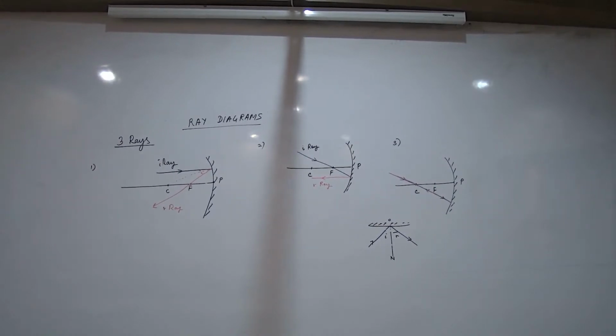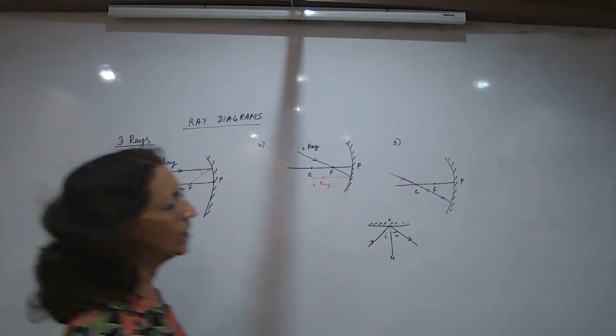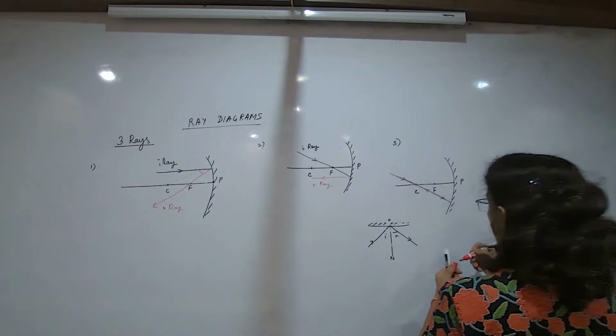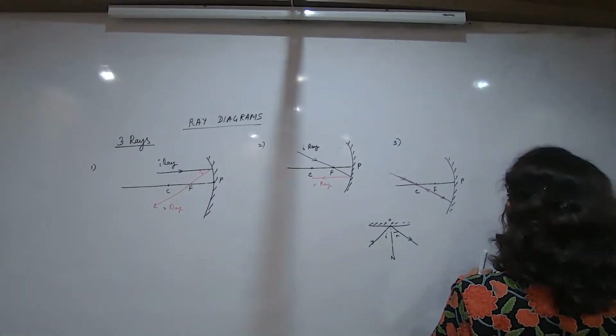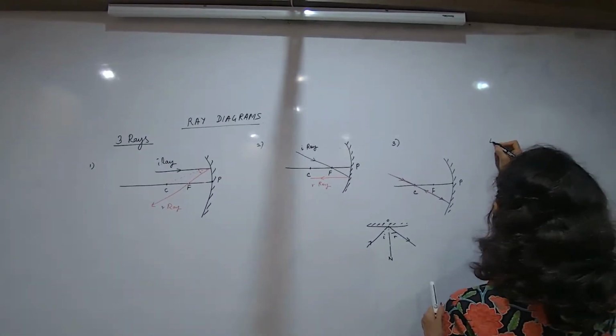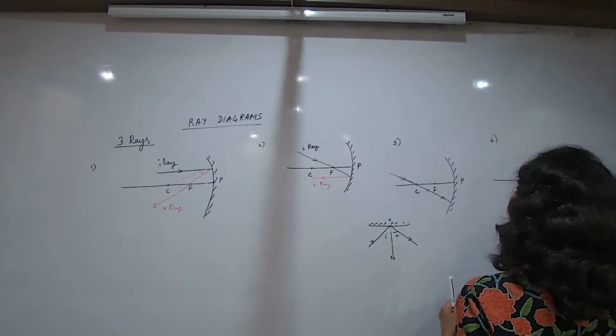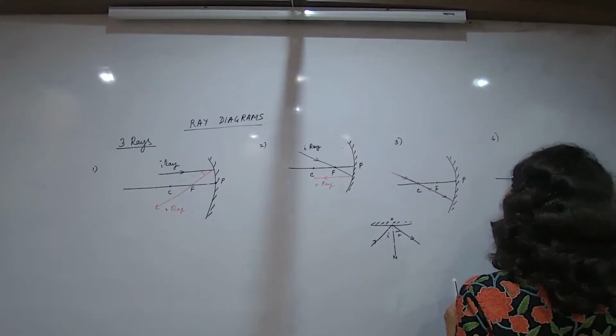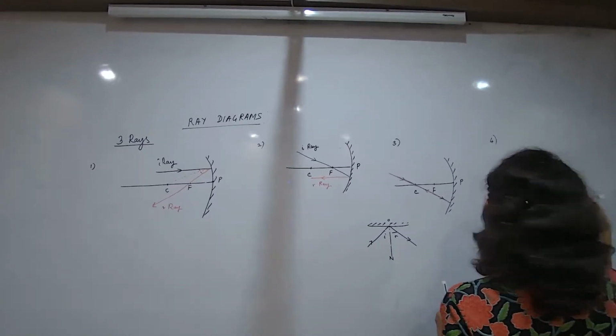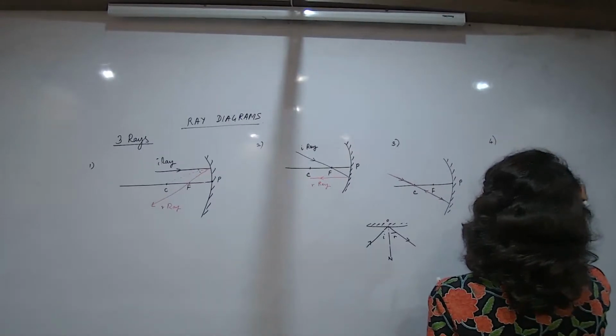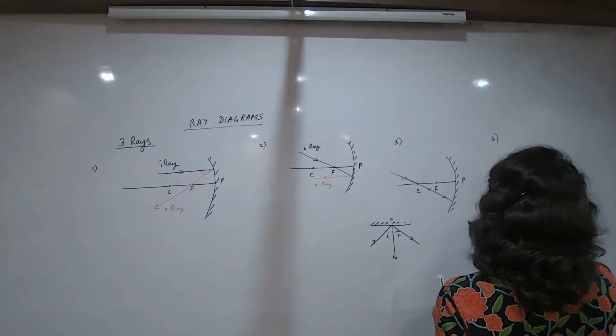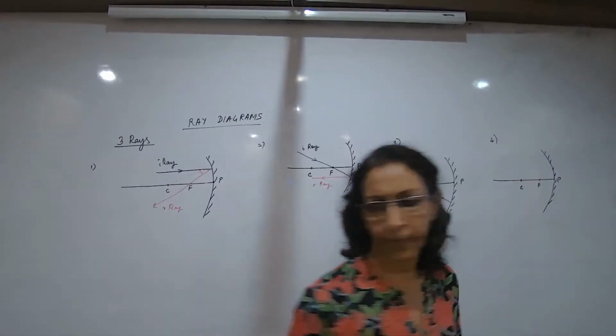So in all the three cases that we have done, it is obeying the laws of reflection. The fourth diagram that's given in your textbook is given, of course, but we hardly use it. Once again, this is your mirror, center, pole, and F.